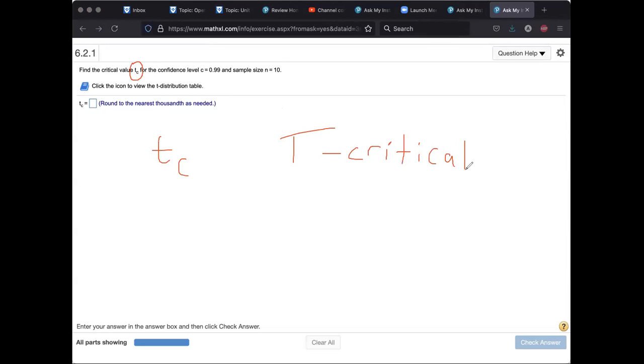In essence, this is telling you what table you have to use. You have to use the T table. Up until this problem, you were using the Z table, the normal distribution table. Here, we're giving you a new table called the T table. There are two things you need in order to use it: a level of confidence and the degrees of freedom. The degrees of freedom is equal to the sample size minus 1.